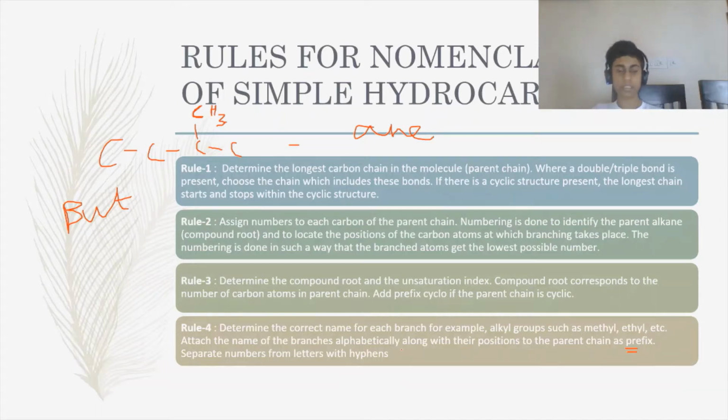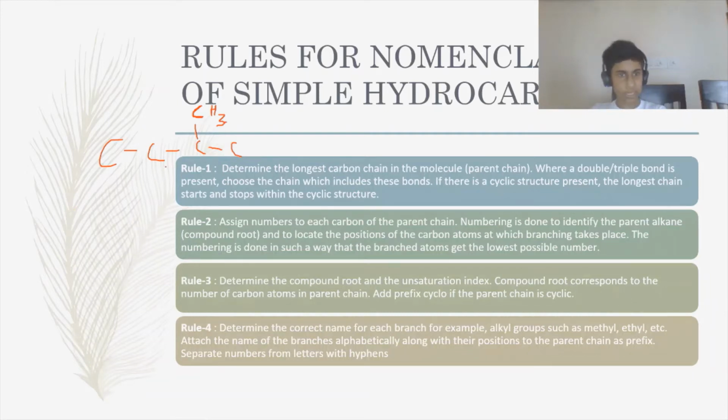And in this case, we'll not have it alphabetically because we just have methyl. If we had ethyl, propyl, and so on, we would have alphabetical order. So we would give more priority to the one which comes alphabetically first. Now we have to separate numbers from letters with hyphens.